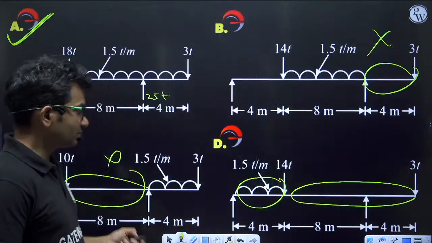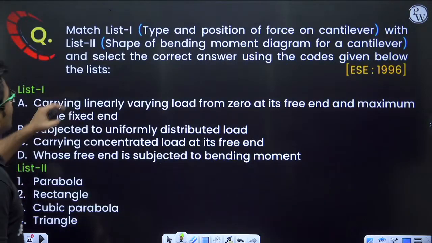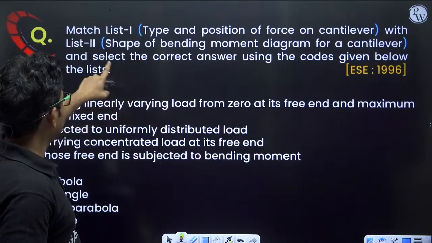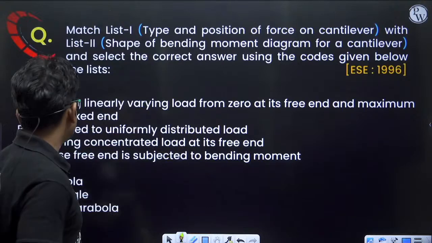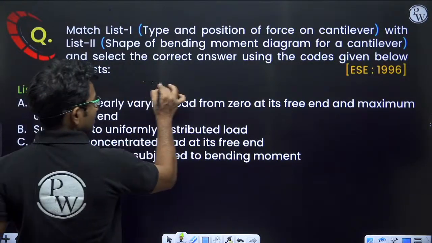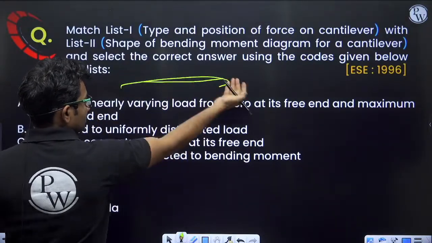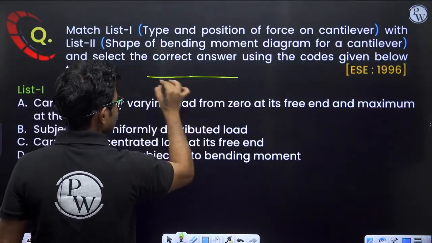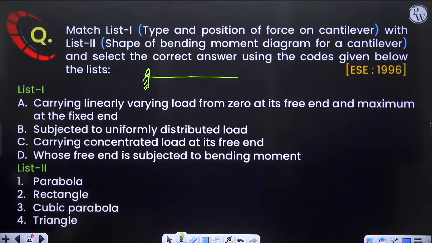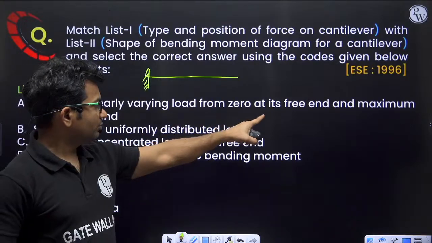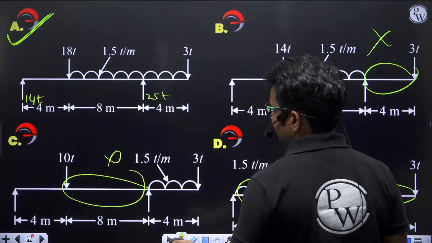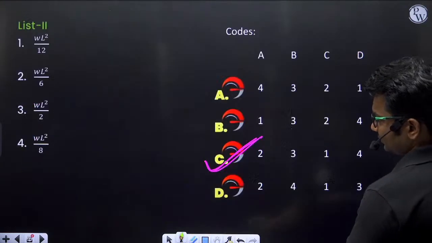Okay, but I have told you that in case there are some confusing options, that is how you can solve it, right? Clear. Next question, match list 1 type and position of force on cantilever with list 2 shape of bending moment diagram. So if cantilever beam is carrying, similar question is repeated, no? Earlier also this type of question has been asked. Okay, so linearly varying load from 0 at its free end and maximum at the fixed end. 1996. Let us see. Previously also it has been asked.